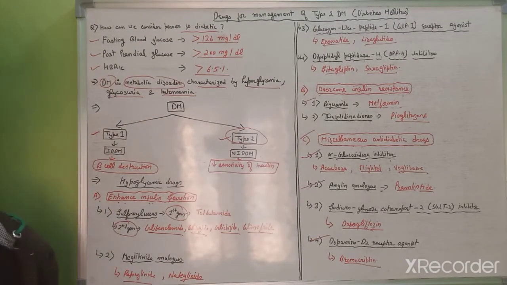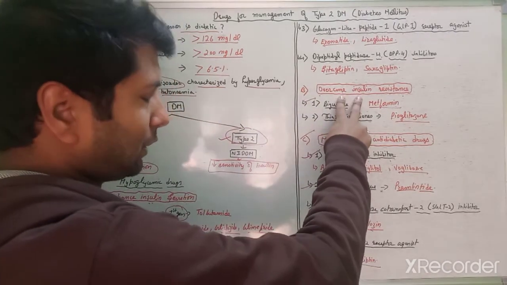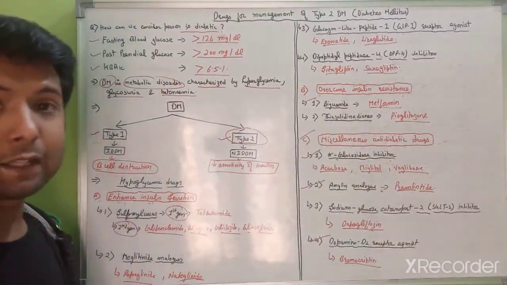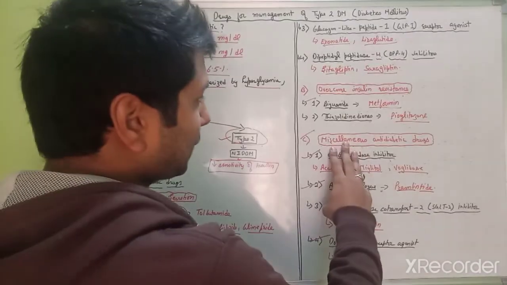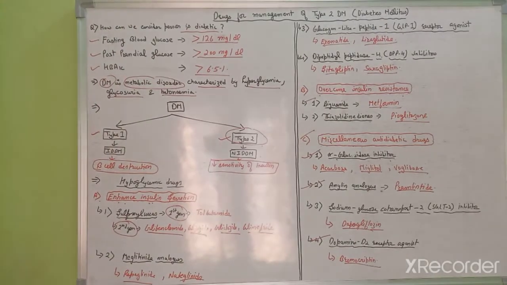So remember that we have three classes of drugs. The first one enhances insulin secretion, the second one overcomes insulin resistance, and the third one is miscellaneous anti-diabetic drugs. In each class we have different categories of drugs. So let's discuss these classes one by one.